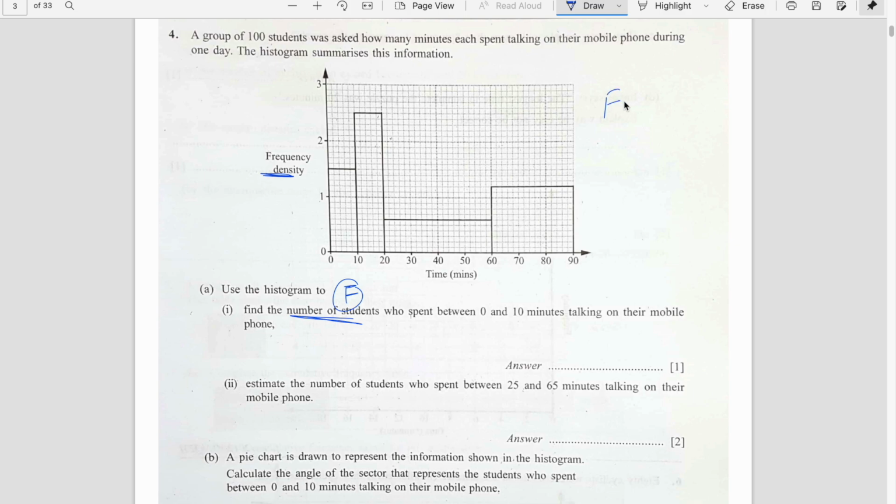So we know frequency density is equal to frequency over class width. Now see, if I multiply these two, that is basically the area of this bar, because I'm multiplying the base with the height. Base is class width and height is frequency density. So area will actually give me the number of people. So it says find the number of students who spend between 0 and 10. So he's talking about the first bar. The height is 1, 2, 3, 4, 5. It is exactly halfway between, so that's 1.5 and the base is 10. So 1.5 into 10 is 15.